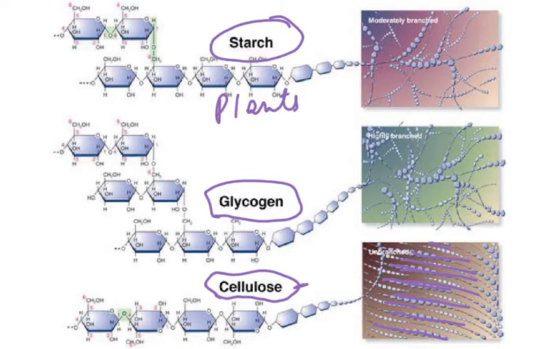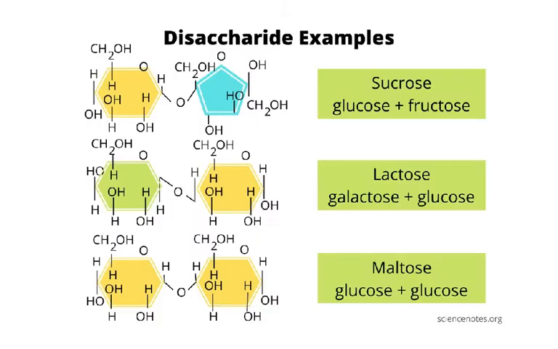So the three polysaccharides are starch, a storage molecule in plants; glycogen, a storage molecule in animals, in the liver and muscle; and cellulose, which makes up the cell wall and is a structural polysaccharide. Then, as a disaccharide example, sucrose is a disaccharide. It is made up of glucose and fructose.